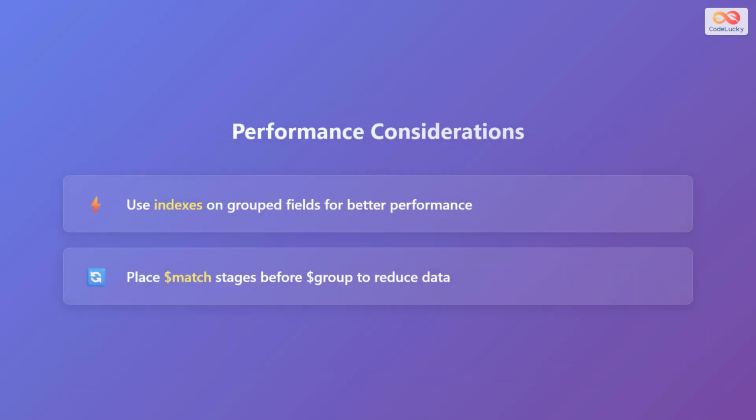When working with aggregation pipelines, it's essential to consider performance. For better performance, use indexes on the grouped fields. This allows MongoDB to quickly locate and group the relevant documents. Also, place $match stages before the $group stage to reduce the amount of data that needs to be processed. By filtering the data early in the pipeline, you can significantly improve the efficiency of your aggregation queries.